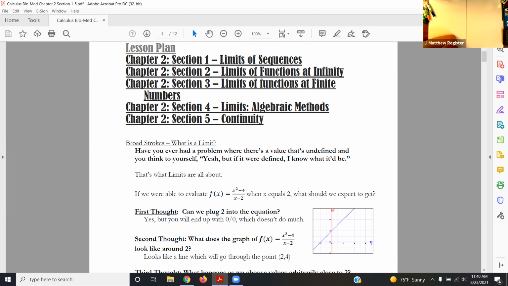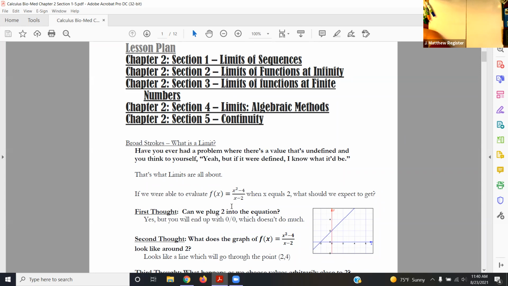As we start thinking about calculus, calculus focuses primarily on the idea of rates of change, but in order to formally define what rates of change means, we need to have limits. And here's the broad strokes for what a limit is. Have you ever had a problem where there's a value that's undefined and you think to yourself, yeah, but if it was defined, I know what it would be? Well, that's what limits are all about.